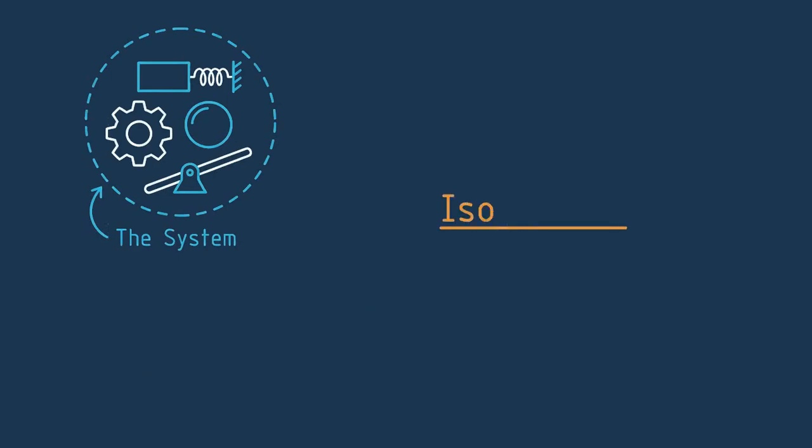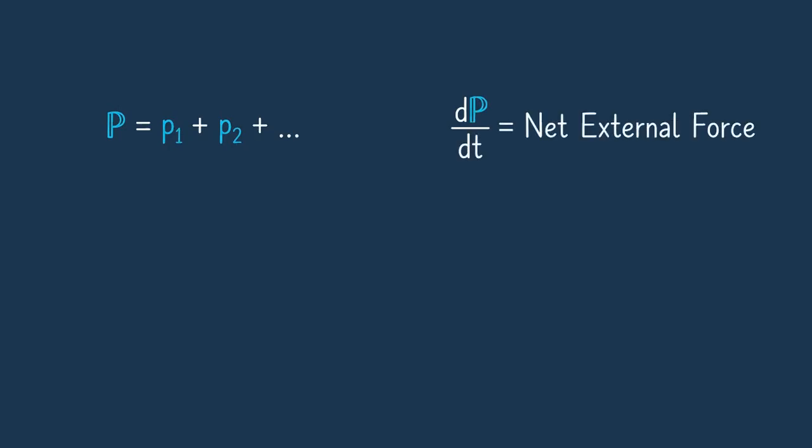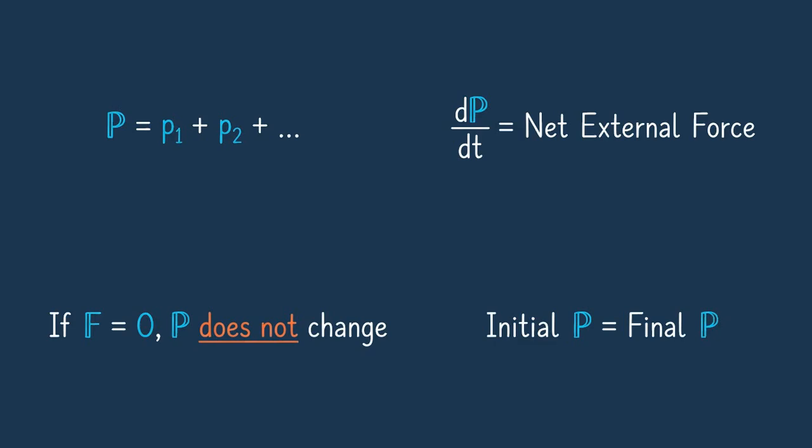The rule is simple and precise. The total momentum of an isolated system stays constant. Isolated means the net external force on the system is zero. Formally, total momentum P equals the sum of all individual momenta. The fundamental law is dP over dt equals the net external force. If that force is zero, then dP over dt is zero, which means P does not change. Initial total momentum equals final total momentum.